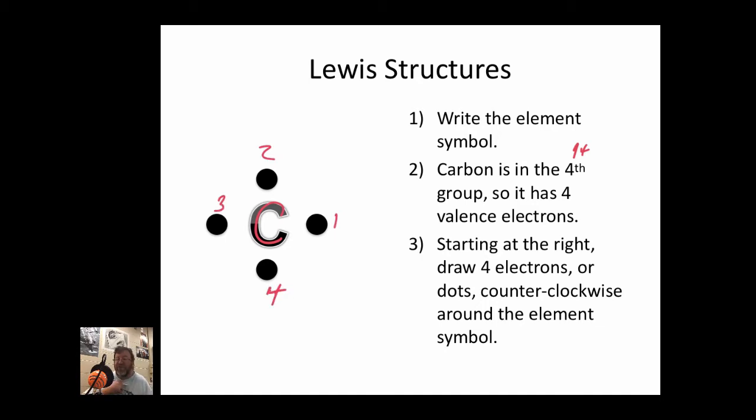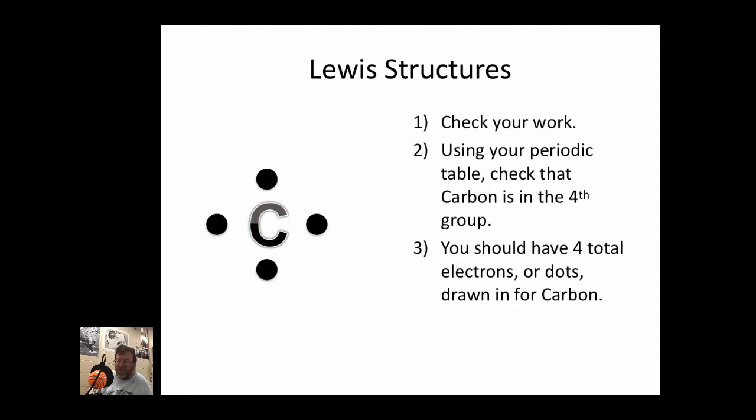Now the interesting thing is you place them exactly like I just numbered those. The first valence electron goes on the right-hand side, and then the second and third and fourth, you go counterclockwise. So checking your work is just making sure that it is in the 14th group of the periodic table.